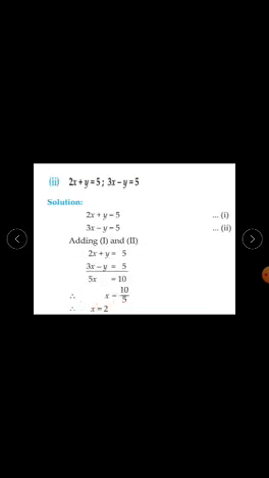Therefore, x equal to 2 and y equal to 1 is the solution of the given equations.